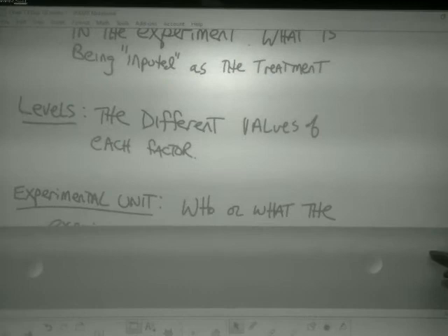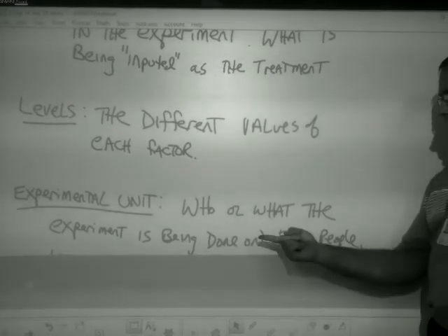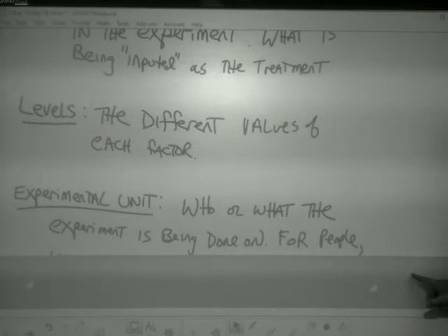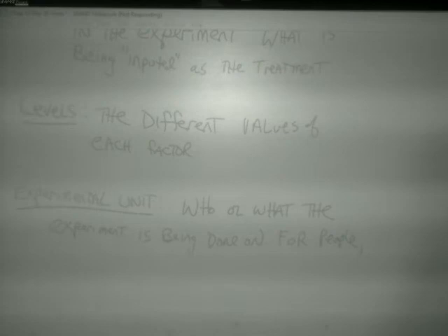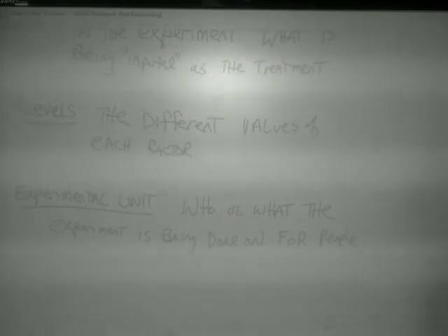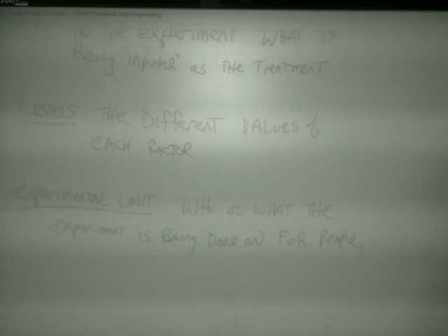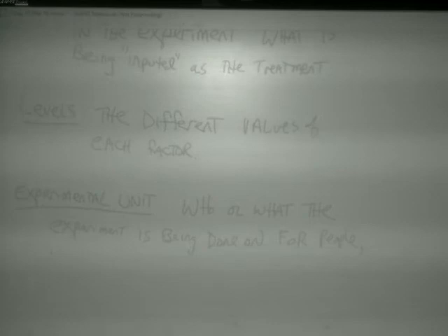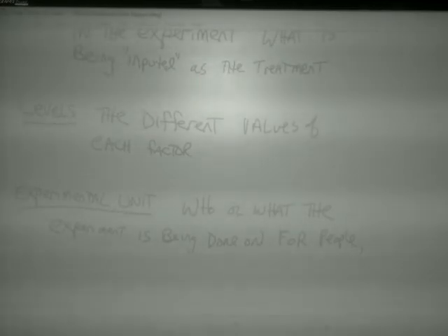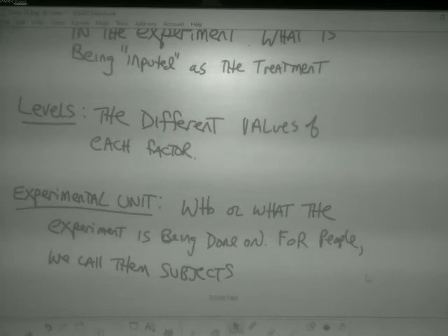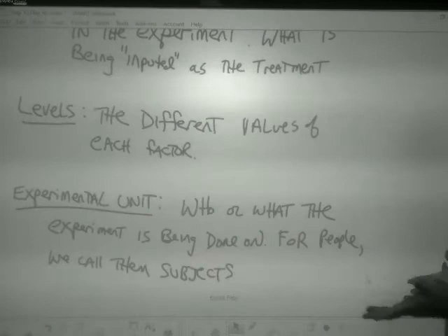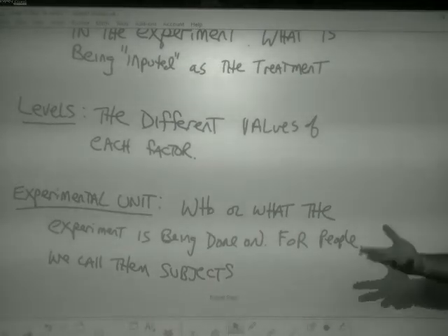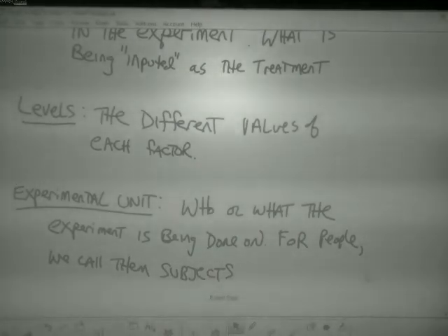Experimental unit is who or what the experiment is being done on. If it's people, we just call them subjects. Sorry, the board froze. If they're people, we call them subjects. If they're not people, we just call them experimental units. So if we're testing frogs, we're not going to call them subjects. They're just experimental units of frogs.